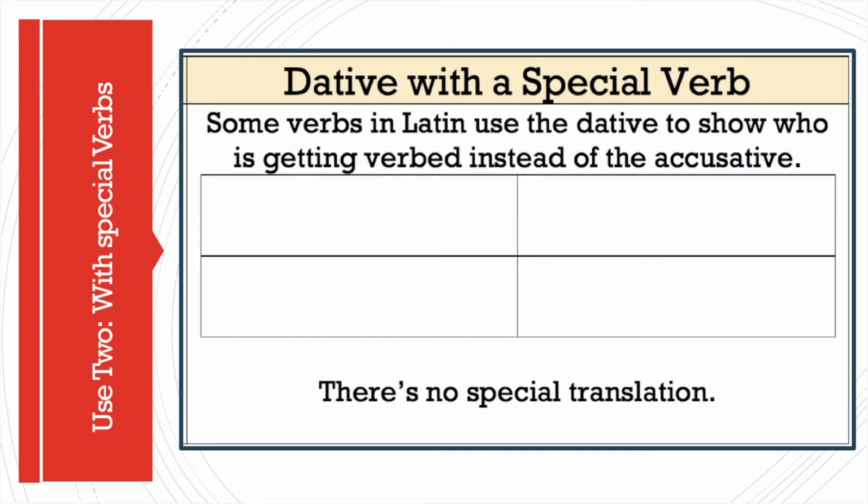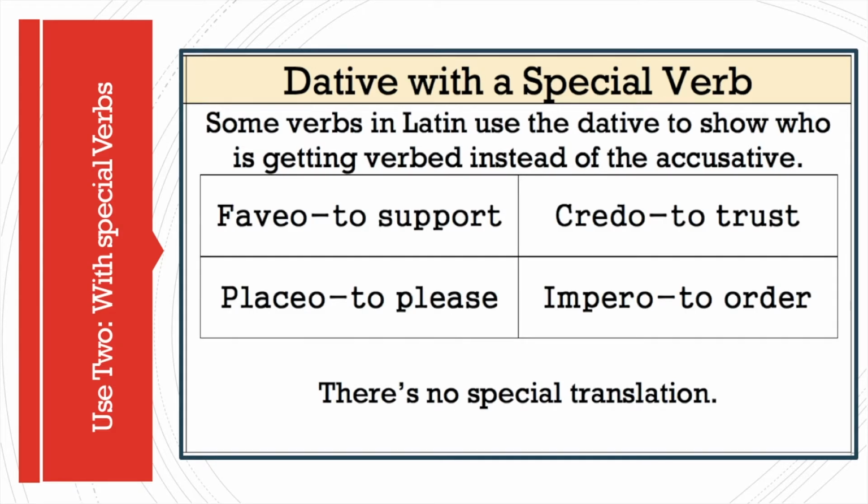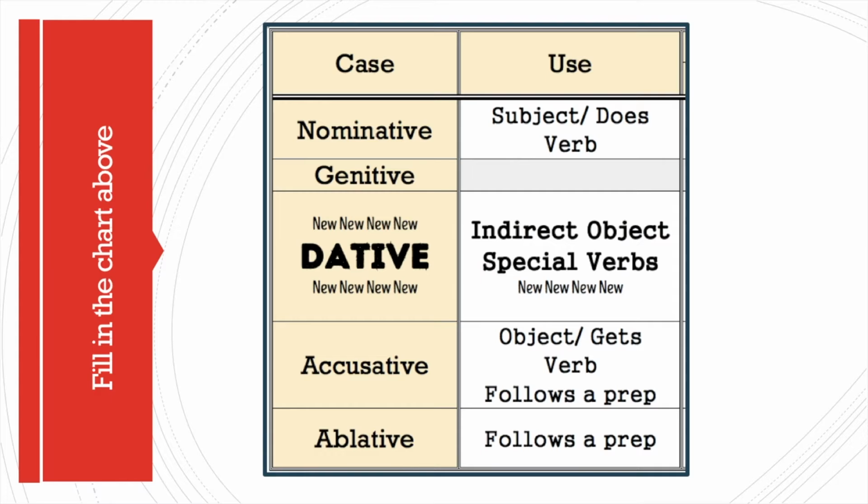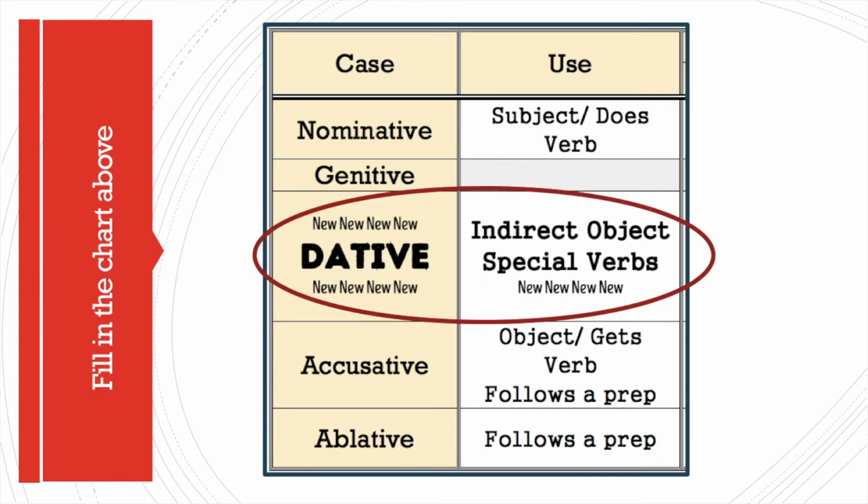And then our second use of the dative is the dative with a special verb, which really just means that some verbs, these verbs, take their object in the dative case. So whatever I support, I'd put the thing I support in the dative, or whatever I trust, I put the thing I trust in the dative. It's kind of like you might say we have support for this person, or we have trust in this person. That's why it's dative. Go ahead and fill out that chart up top, making sure that you write that it's the indirect object, or it's used with certain verbs.